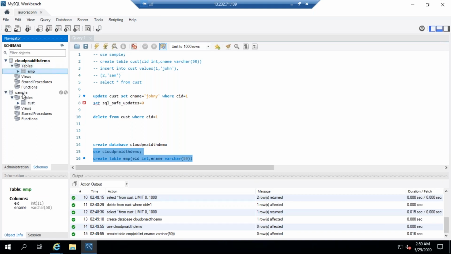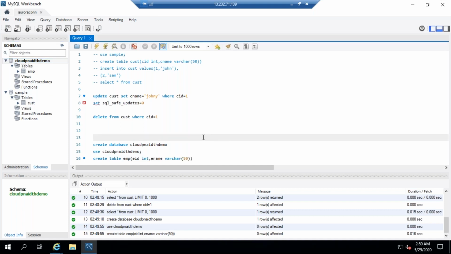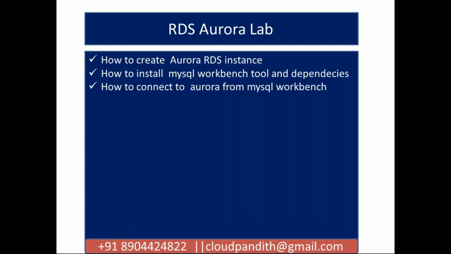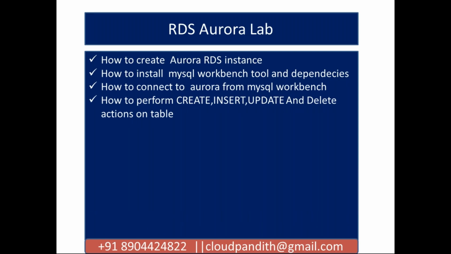Okay, so this is the basics. When we created the cluster and initial database, we created a sample DB, but now we have created the Cloud Pandit demo DB as well. That depends on requirement. You can create as many DBs as you want. Okay, friends, clear? So what we have done here is we have seen how to install the MySQL Workbench tool and dependencies, how to connect to Aurora from MySQL Workbench, and we have seen how to perform all these queries on the particular tables.